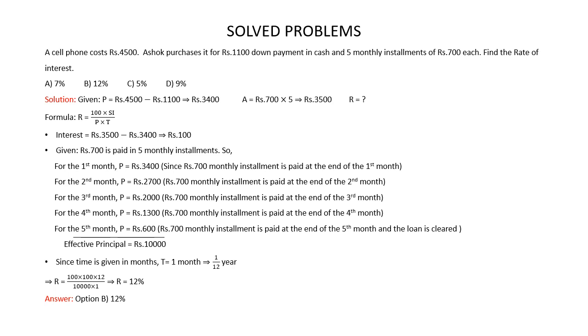Now let's look at time. Now when you look at the question, you will see that time is given in months. So take time as 1 month, which is nothing but 1 by 12 year. Now substituting all these values in the formula here, we get R is equal to 100 multiplied by 100 divided by 10,000 multiplied by 1 by 12. On solving this, we get R is equal to 12, which means the rate of interest is 12%. So the correct answer is option B, 12%.